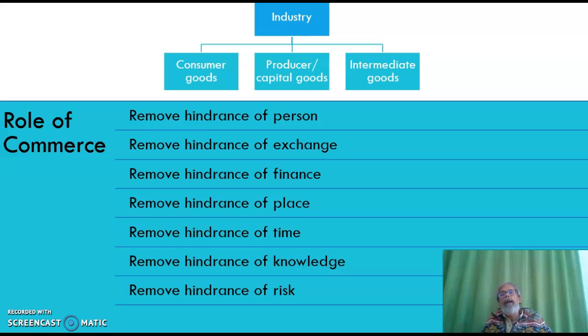This is associated with how the products and the services are there, or the industries are working in the different areas.